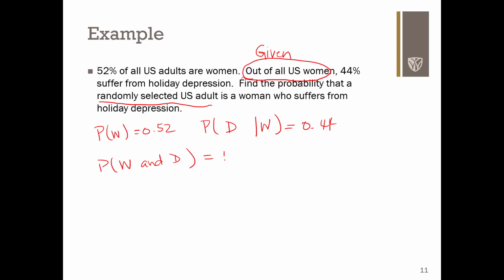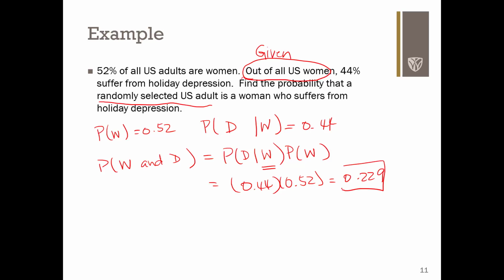If we apply our rule, that's just the probability that an individual suffers from holiday depression given that they're a woman, times the probability that they're a woman. And so that comes out to be 0.44 times 0.52, and that gives us a probability of 0.229. So the language here is very important. Are we selecting from a subgroup? Are we selecting from the entire population? And that helps us sort out which probability is in play.